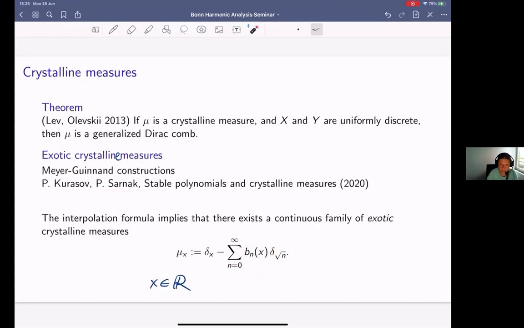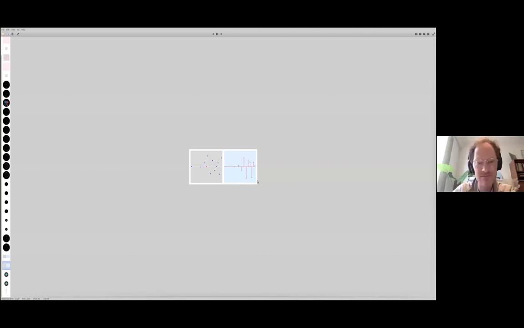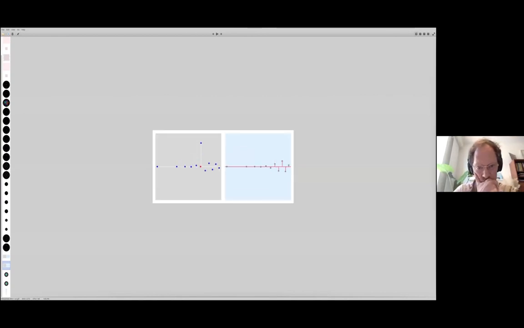If you allow, I have a small animation of this. Can you see or not? Yes, we can. It's kind of small, but okay. But it gives the idea. Okay, so I think now it's a bit bigger.